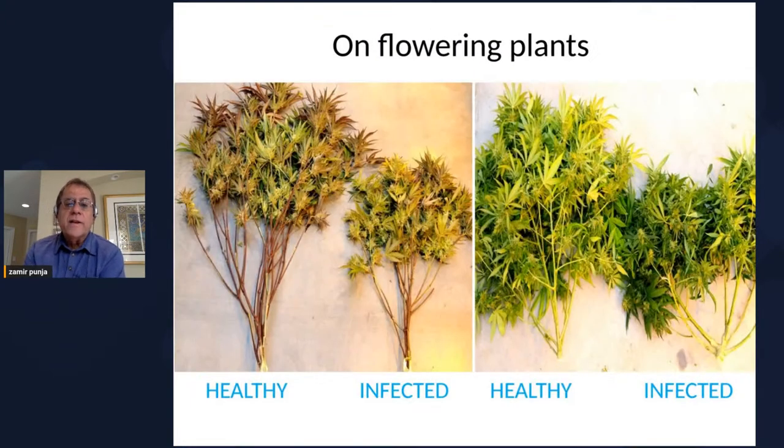And then, of course, once you get up into flower closer to harvest, really what you're seeing is a stunting of the growth. There's almost a shrinkage happening. You've got plants that are 30 to 40% size compared to the healthy plants, as you see here, in these two particular strains that are being grown.